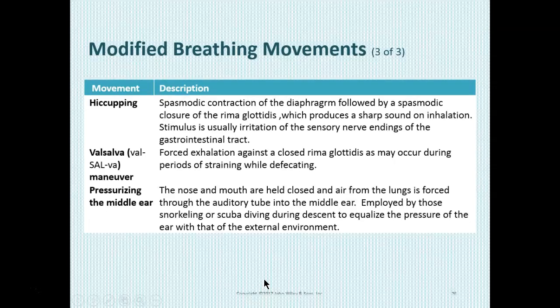Hiccuping is another one that is caused by spasmic contractions of the diaphragm, followed by spasmic closing of the glottis as well. So it produces a sharp sound when you inhale. The stimulus is usually an irritation of the sensory nerve endings of the gastrointestinal tract that causes that spasming of the diaphragm. So what's your best remedy for hiccups? I've asked this question a lot, and I've heard a lot of interesting things.